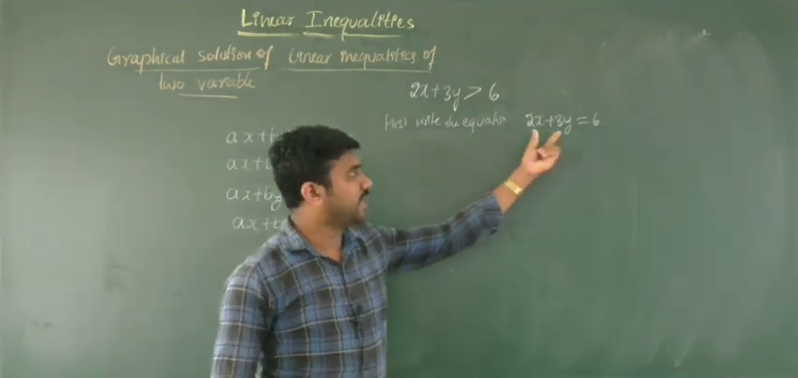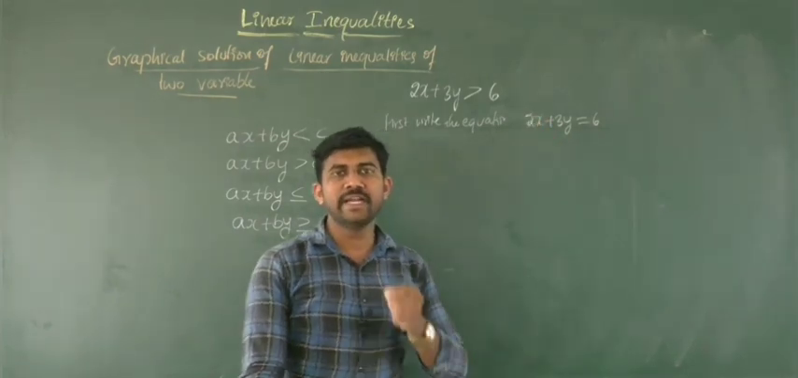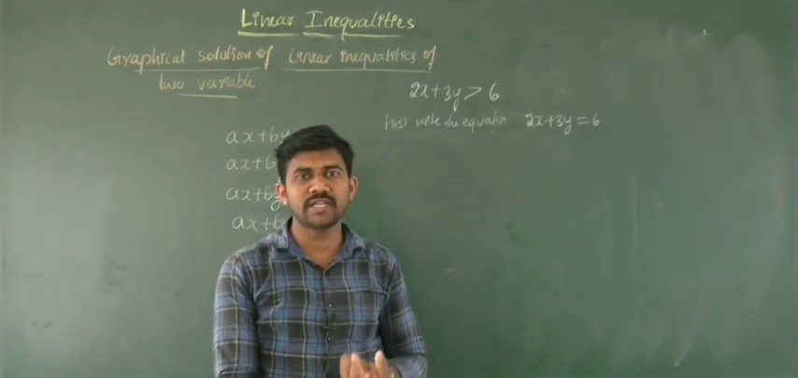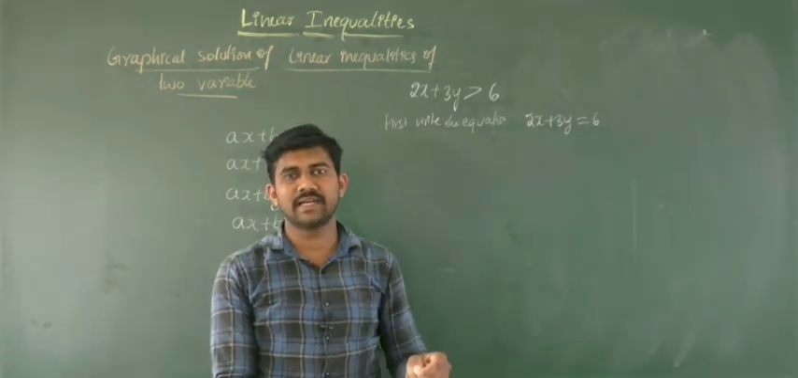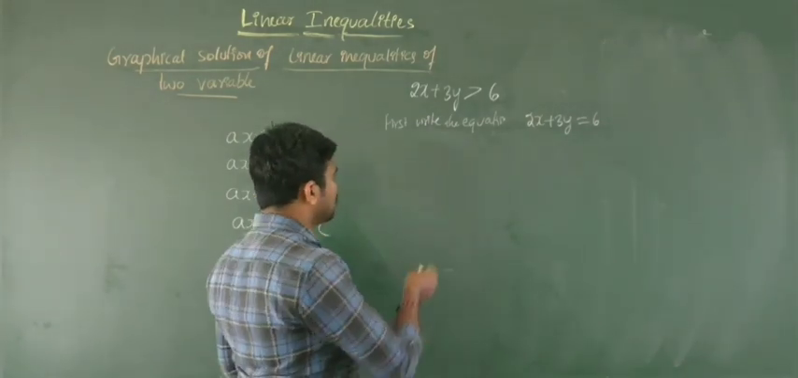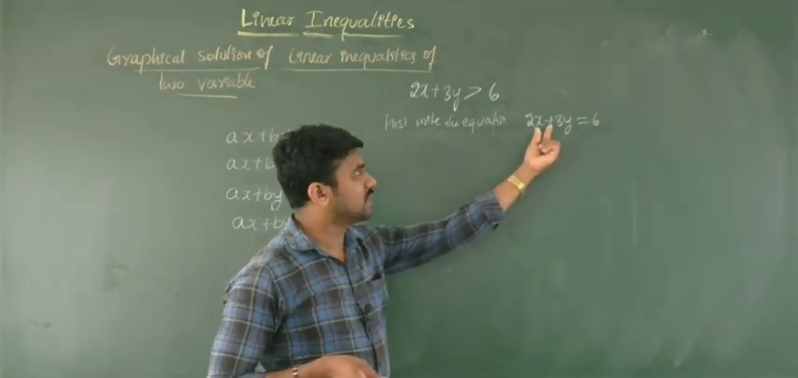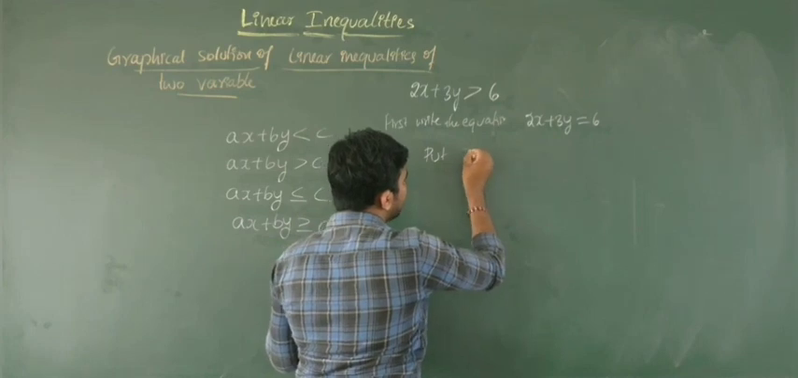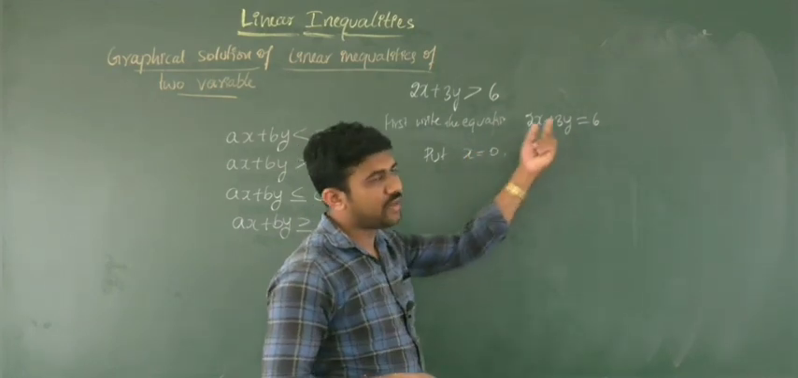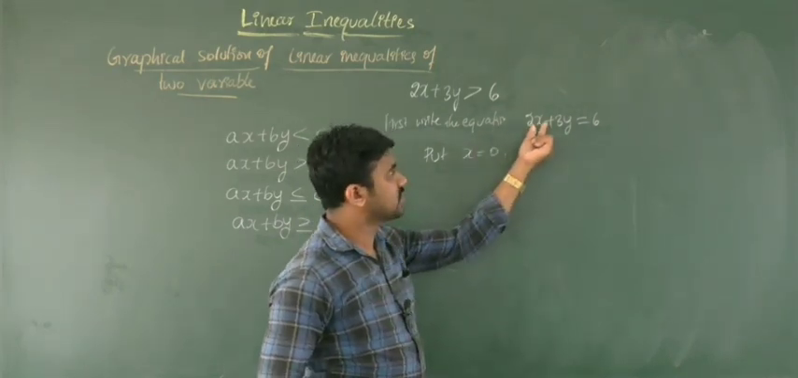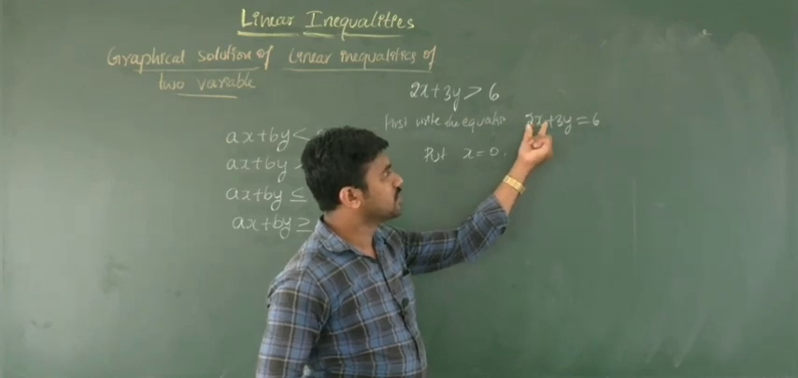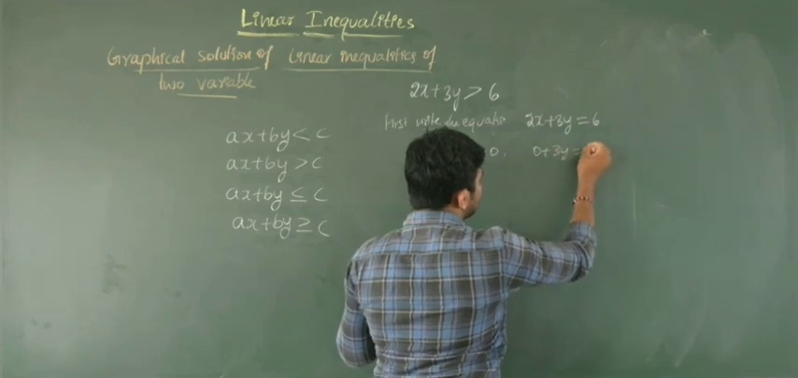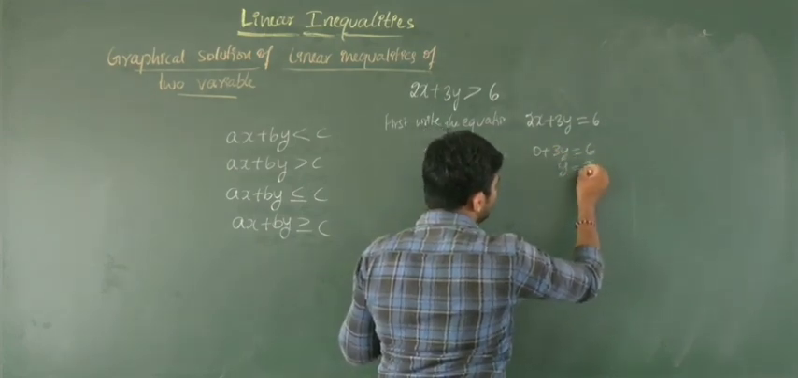Now to find this line in a plane, we need to consider at least 2 points. After joining those 2 points, we'll get a line, right? To get the points, we can use one method. First, consider x is equal to 0 to get the y value. Then 2 into 0 is 0, plus 3y is equal to 6, so y is equal to 2.